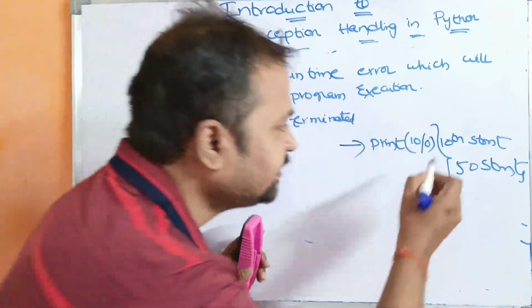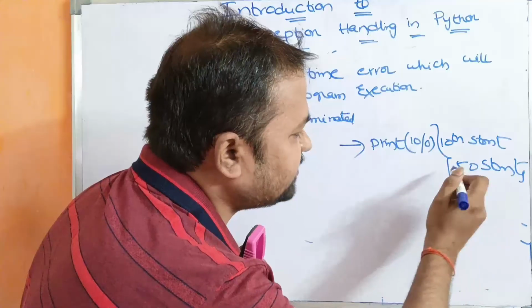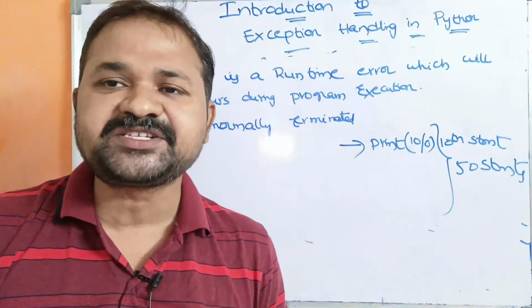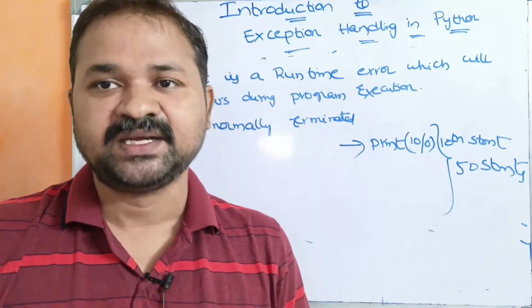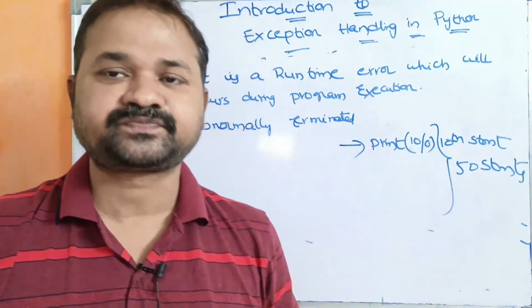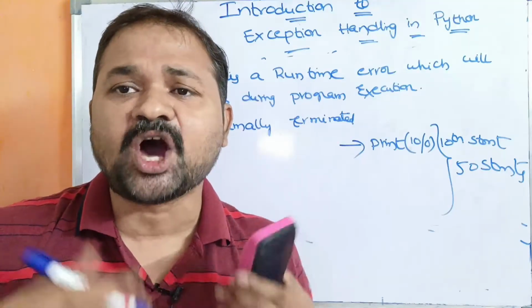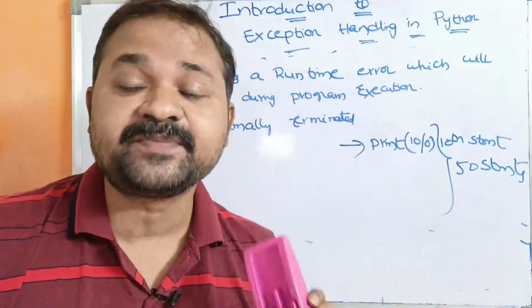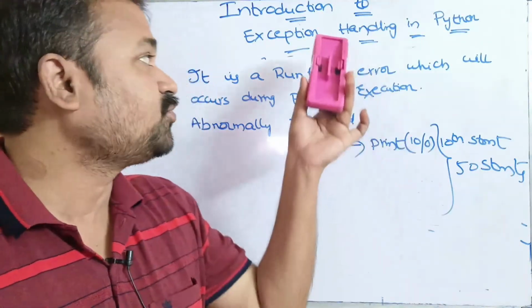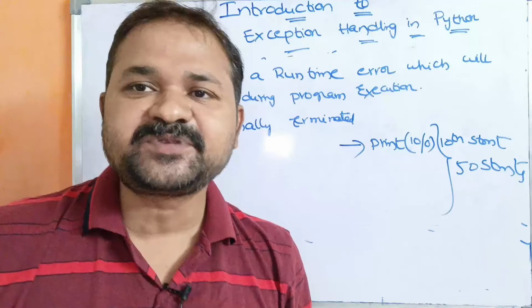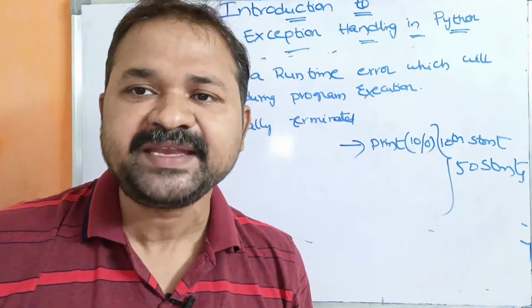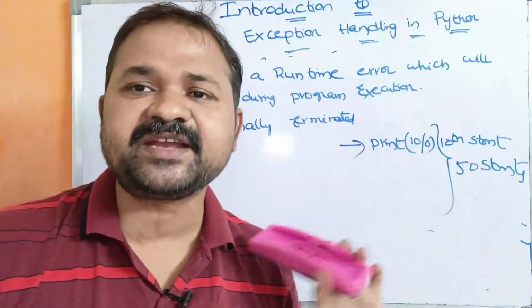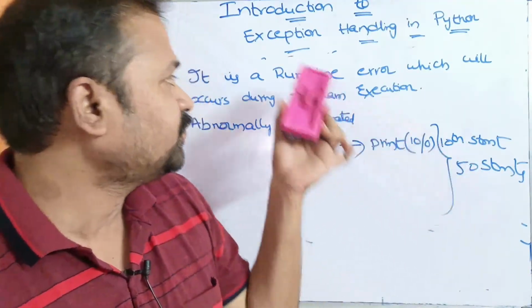So the program has 50 statements in total, and the remaining 40 statements are not executed. That is the problem with exceptions. If we want to maintain the normal flow of the program and execute the remaining 40 statements also, then we have to handle the exceptions. Exceptions are handled mainly in order to maintain the normal flow of the program and execute all the statements of the program.